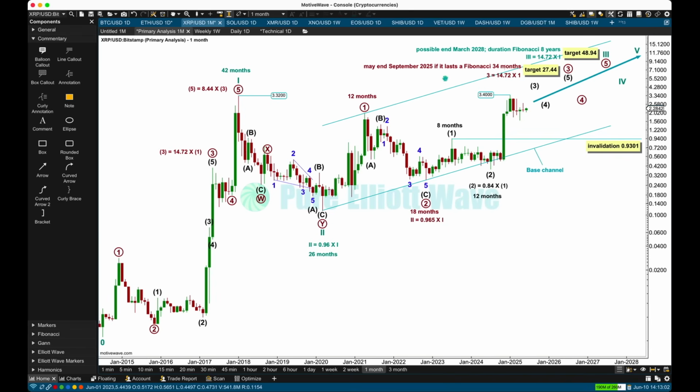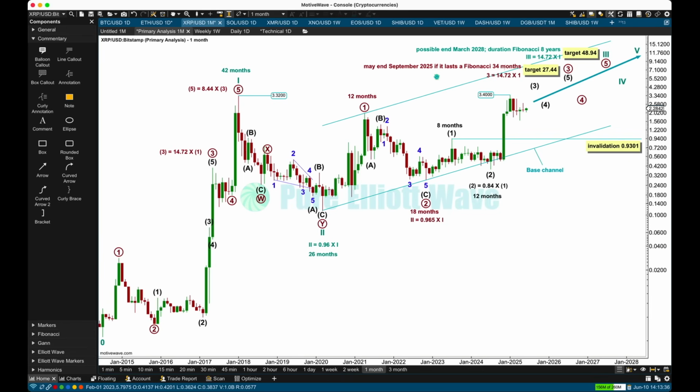I'm going to estimate primary 3 may end about September this year if it lasts Fibonacci 34 months, but that estimate is a bit of a stab in the dark really. These waves for XRP don't often exhibit durations in the Fibonacci number sequence, but I think it's worth having a go. I know Jack doesn't like to because mostly people keep arguing about it or complaining about it. Well, I'm going to do it because I don't mind if you complain or argue with me, that's fine. I'm going to do it because it might end about September 2025.